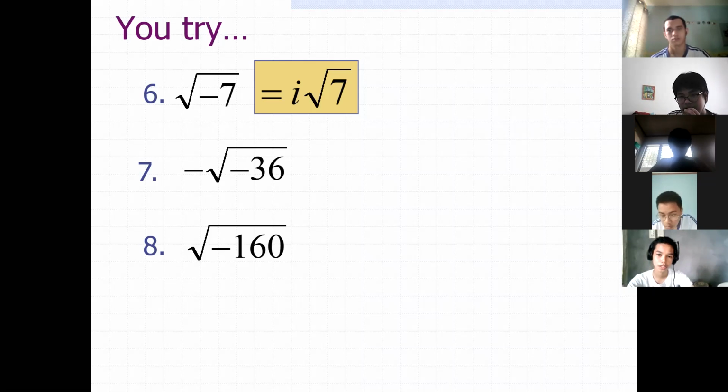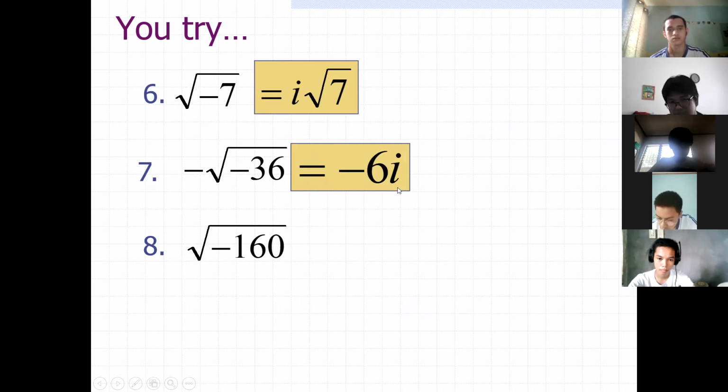Negative 6i. Very good. The answer is negative 6i. The square root of 36 is 6. The square root of negative 1 is i. But since there's a negative prior to the radical sign, the answer is negative 6i. Rafael, are you ready with answer number 8?